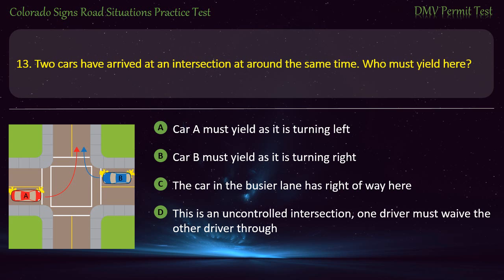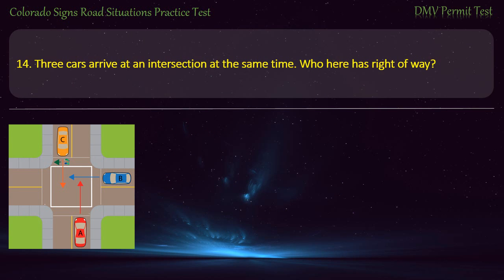Answer. Car A must yield as it is turning left. Question 14. Three cars arrive at an intersection at the same time. Who here has right of way? Car C. The pedestrian. Car A. Car B. Answer. The pedestrian.